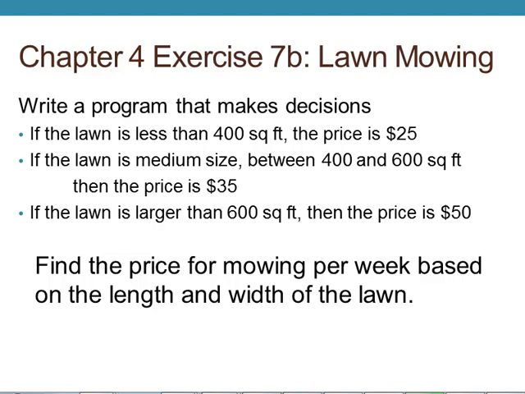So this program asks for you to make a decision based on the size of the lawn. If your lawn is small, then the price is going to be $25 per week. If it's a medium-sized lawn, defined as between 400 and 600, the price should be $35. If the lawn is larger than 600 square feet, then the price will be $50. So you're going to have to write a program that will accept as inputs the length and width of the lawn and then figure out the price per week. So those are the requirements of this program.